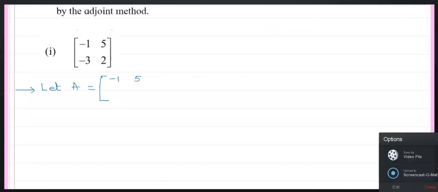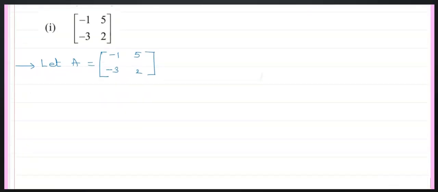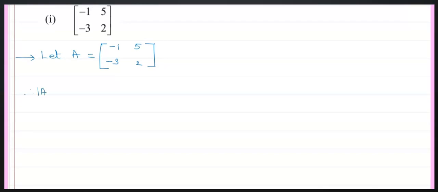Now the next is, find out the inverse by adjoint method. Determinant of A is minus 1 into 5, minus 3 into 2. That is minus 2 plus 15. That is equal to 13, which is not equal to 0. Therefore, A inverse exists.